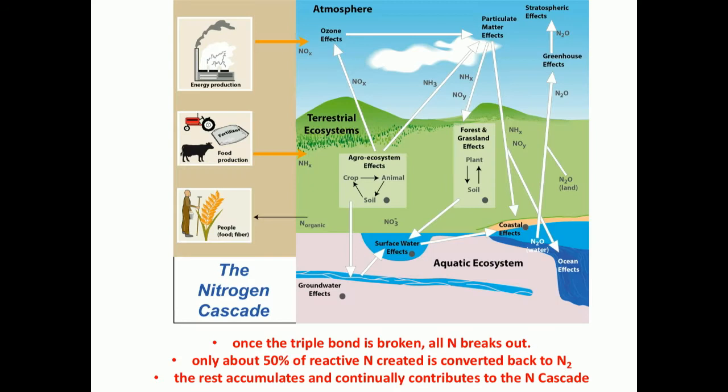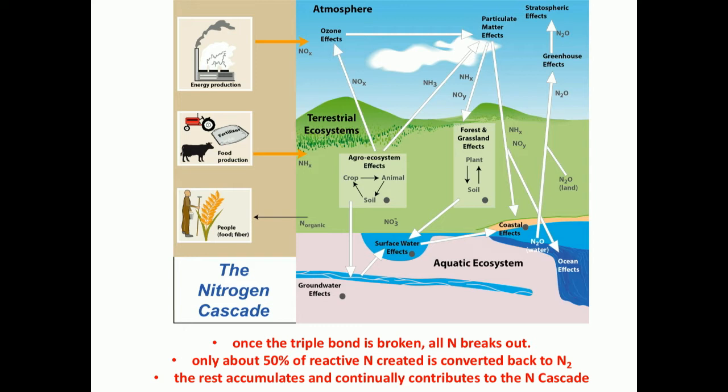Here we have the Nitrogen Cascade, published in 2003. And it just shows that once you break that triple bond and you put an atom of reactive nitrogen in the environment, it will move through Earth's systems, having effects within the atmosphere, through deposition into water systems, into soil systems.